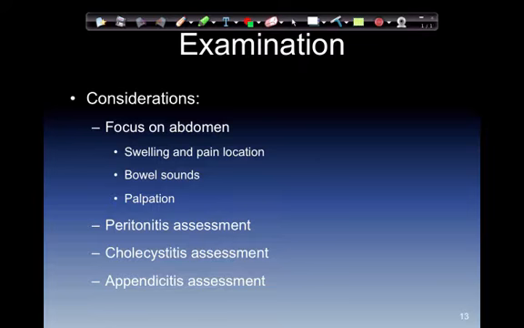Appendicitis assessment is an obturator sign. Patient lies supine with the right knee bent and the right hip flexed at 90 degrees. Paramedic then takes the right ankle and gently rotates the hip away from the body. If the obturator is inflamed, then the patient will experience pain, and this is a positive finding for a possible appendicitis.